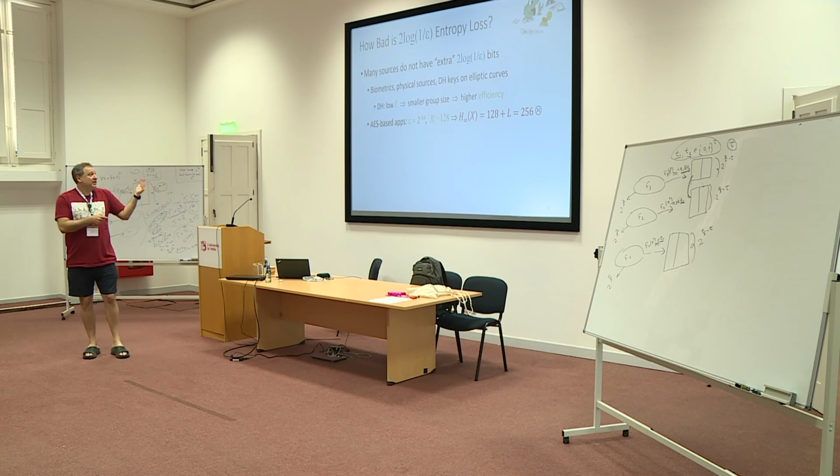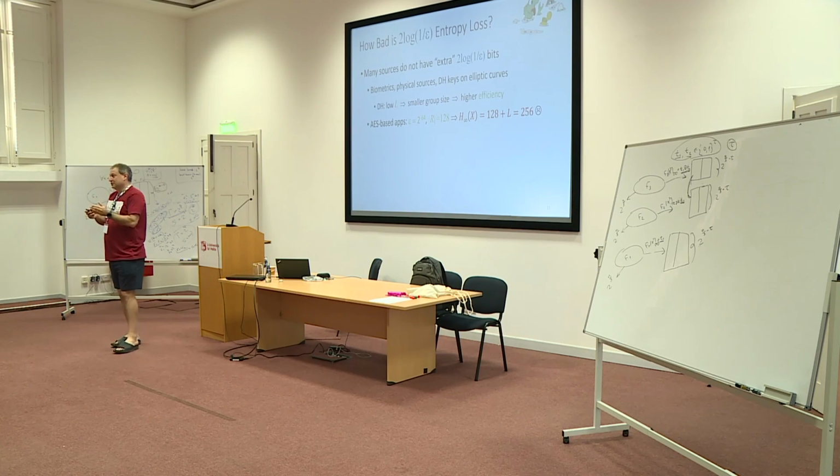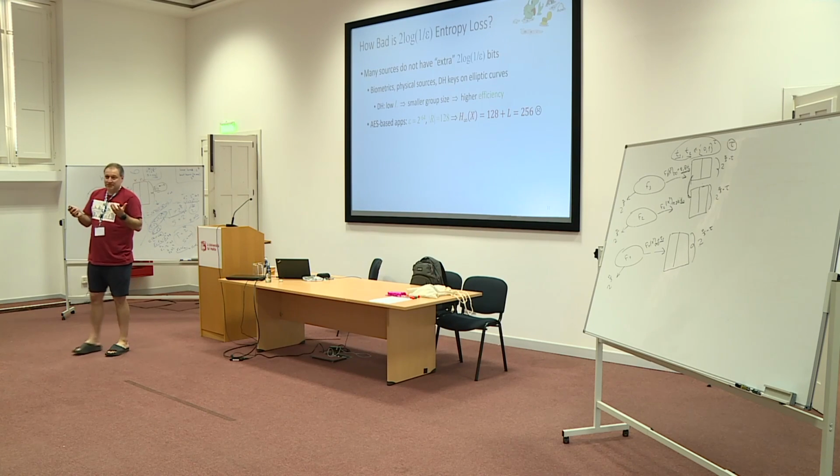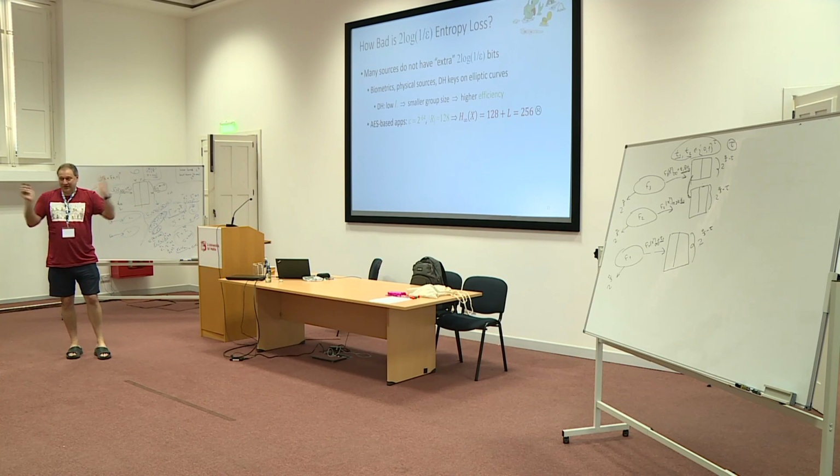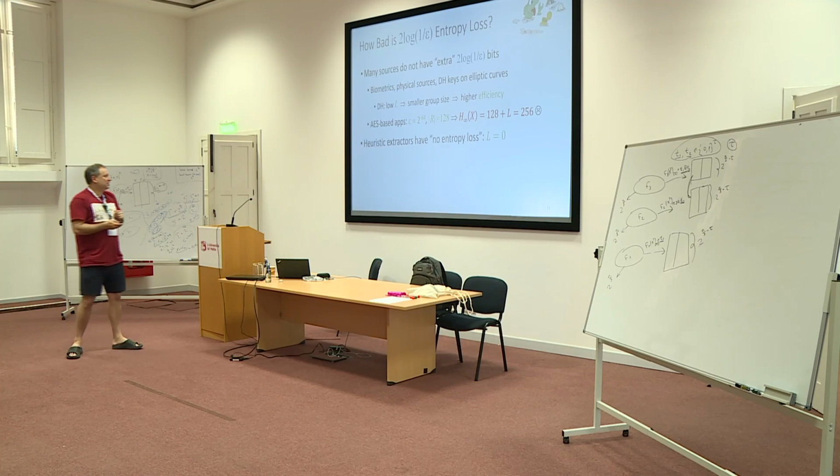And we would like to minimize the entropy loss because if I need to have entropy 256, it means that I need to have a larger group, and that translates to efficiency. So it's actually kind of non-trivial. A lot of people really try to minimize the size of the elliptic curve group.